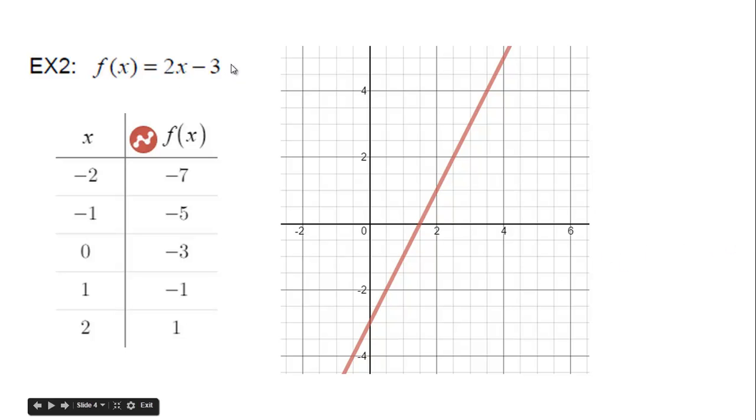Just a quick example to show you the input and the output. If the function is 2x minus 3, you sub in different x values, you get out different y values. It doesn't mean that you can only sub in these numbers, you can sub in decimals between, and so this becomes a straight line. If you sub in -2, we get -7, which we can't see. If we sub in 0, we get -3. If we sub in 1, we get -1. Sub in 2, we get 1, then 4, we get 5, and so on. And that's a linear function, just a line.